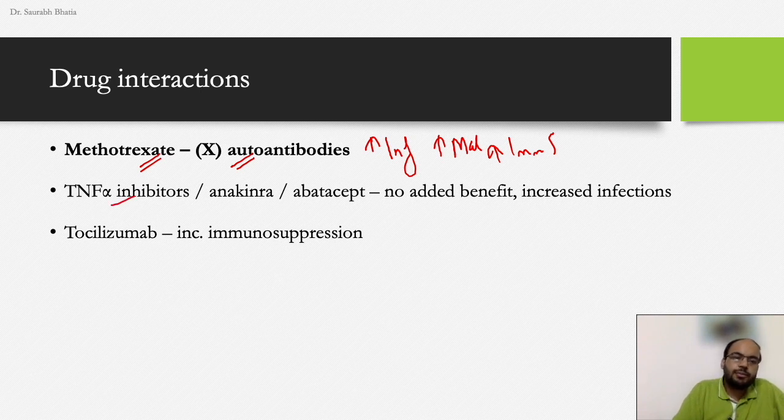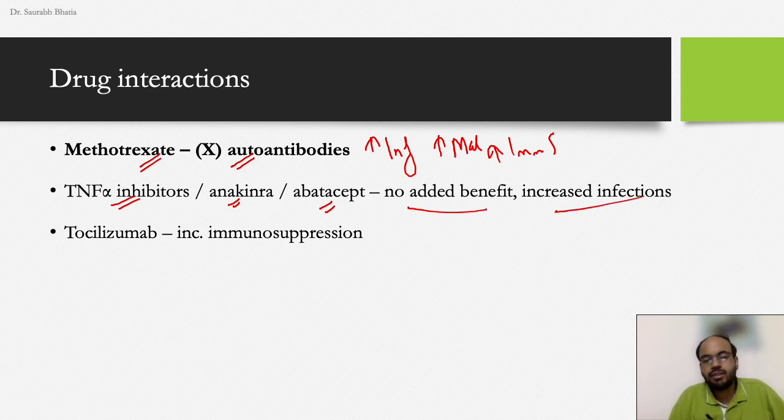TNF-alpha inhibitors are not supposed to be combined with each other, or with anakinra or abatacept, because in a few studies it doesn't show any added benefit. Also, it increases all the side effects. So, two different TNF-alpha inhibitors should not be combined together. Now, it should not be combined with tocilizumab because it may increase the level of immunosuppression that will lead to a lot of side effects. So, no combination with tocilizumab.